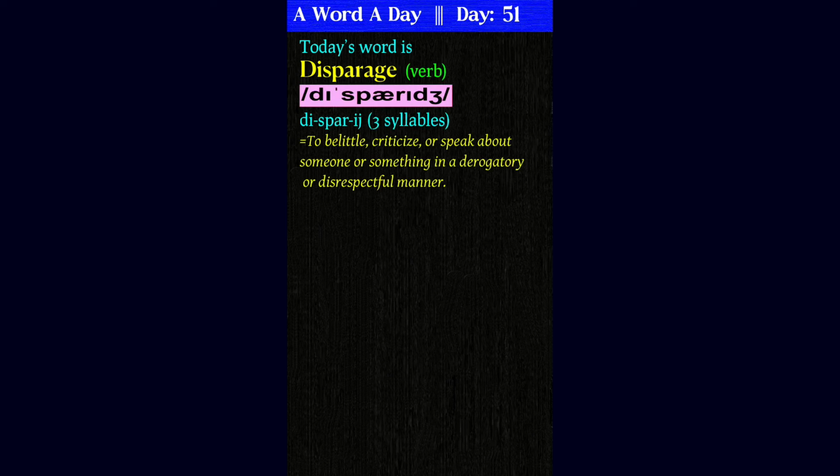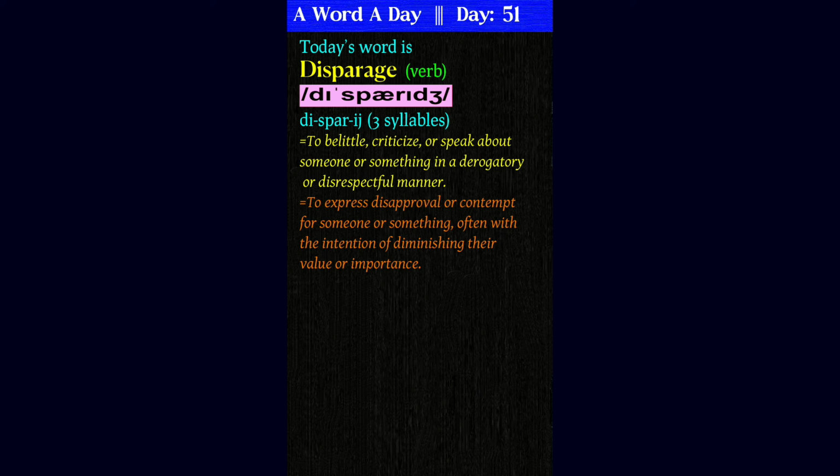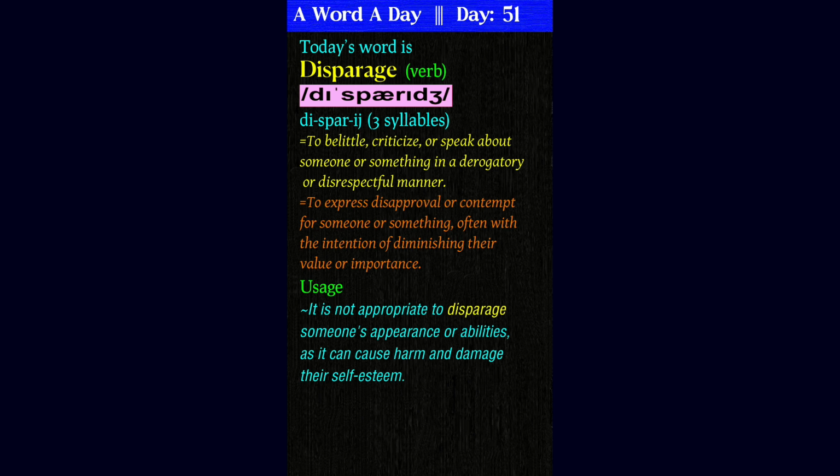Disparage is a verb. Disparage means to belittle, criticize, or speak about someone or something in a derogatory or disrespectful manner, or to express disapproval or contempt for someone or something, often with the intention of diminishing their value or importance. Usage: It is not appropriate to disparage someone's appearance or abilities, as it can cause harm and damage their self-esteem. Managers' comments disparaging the efforts of the team were demoralizing and counterproductive.